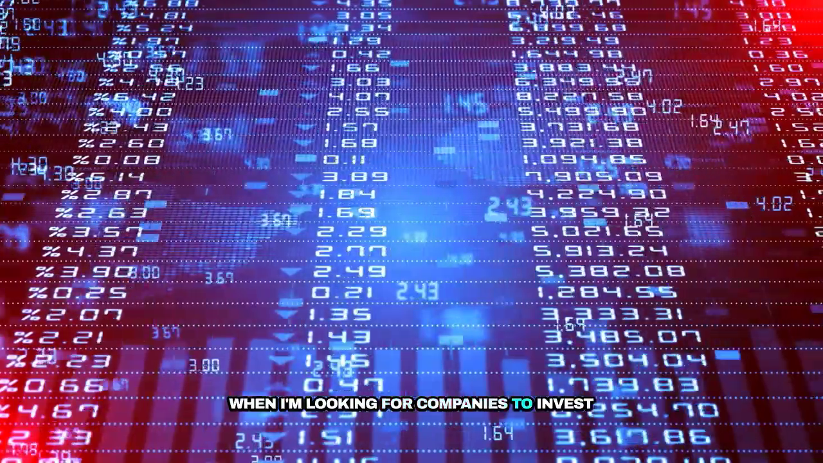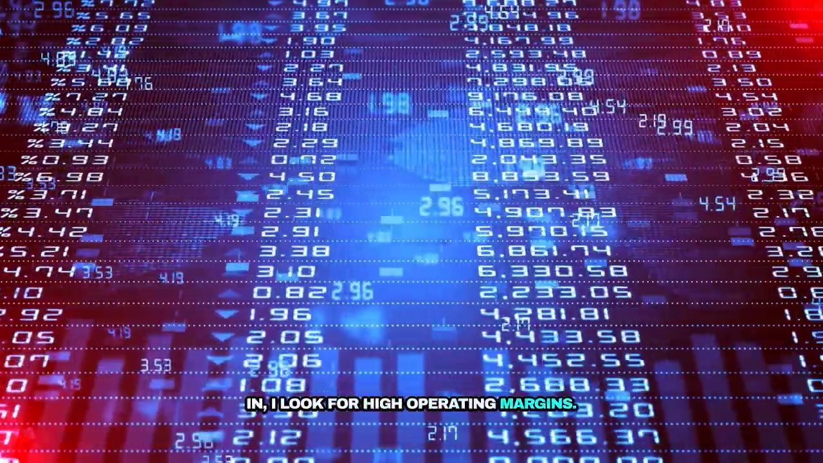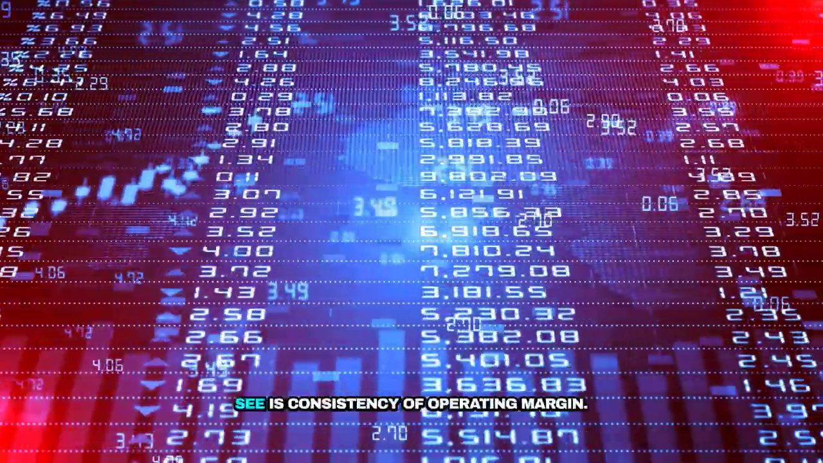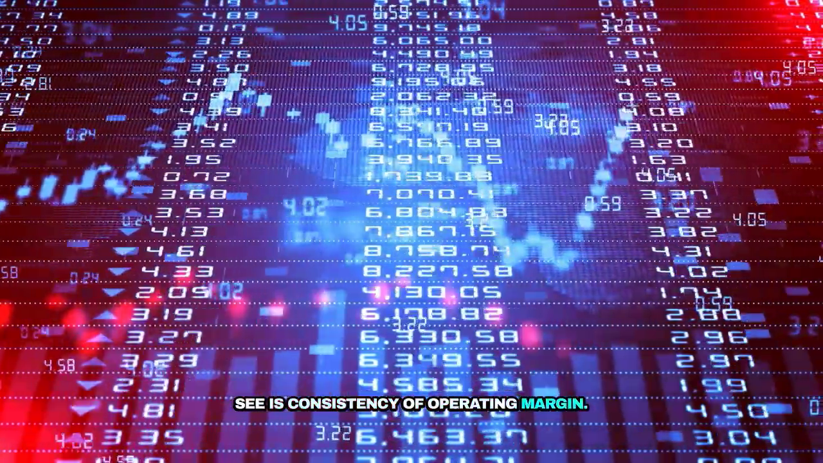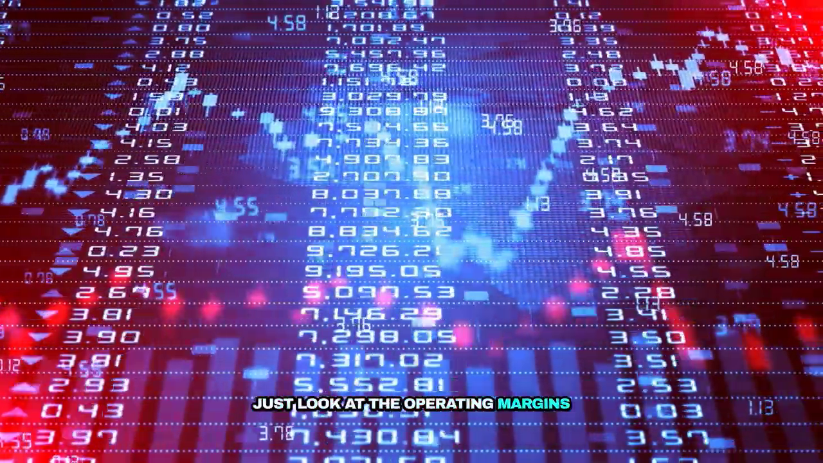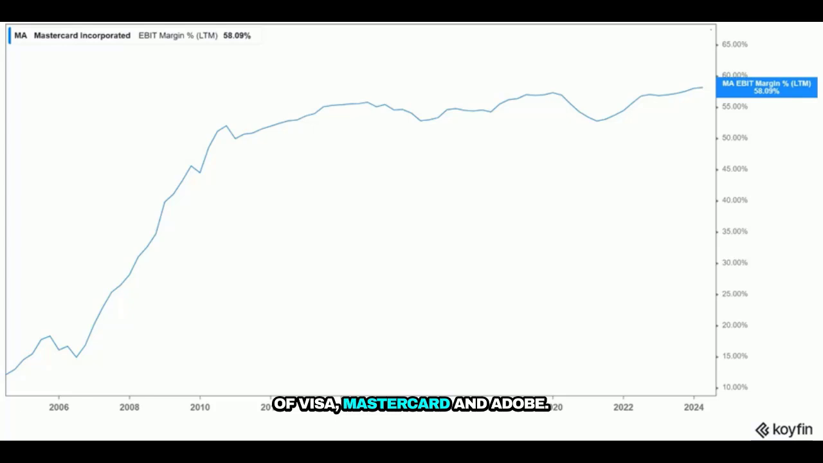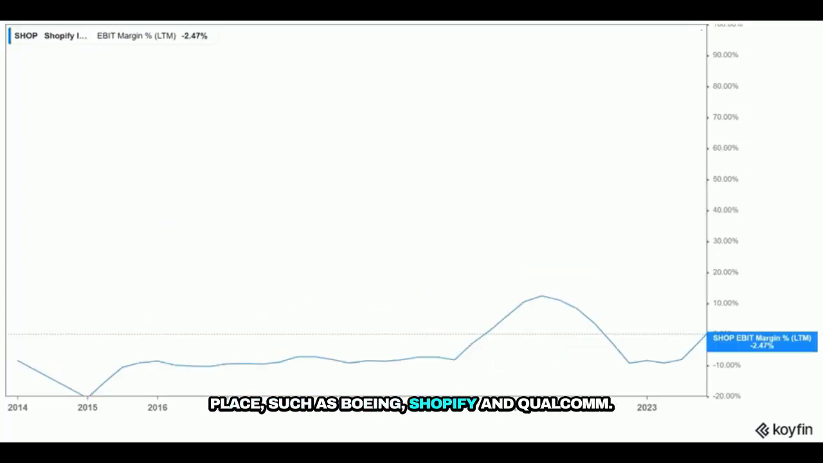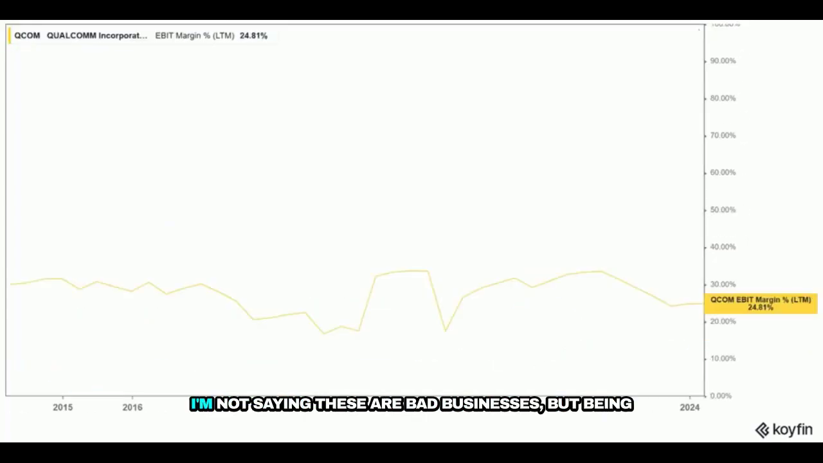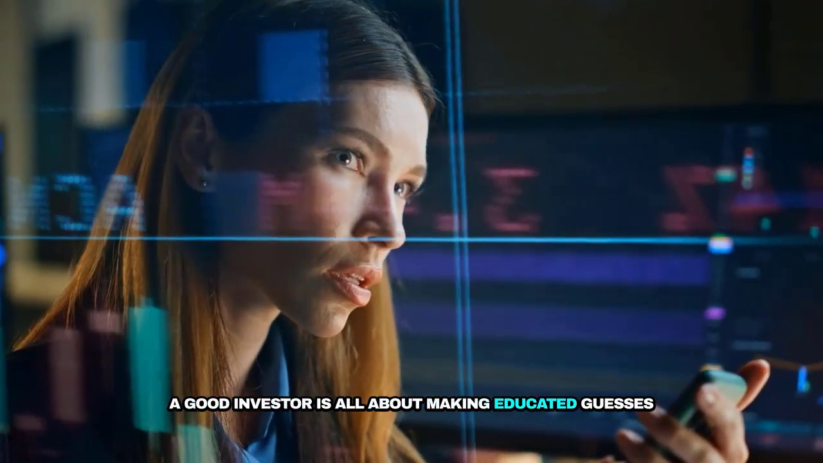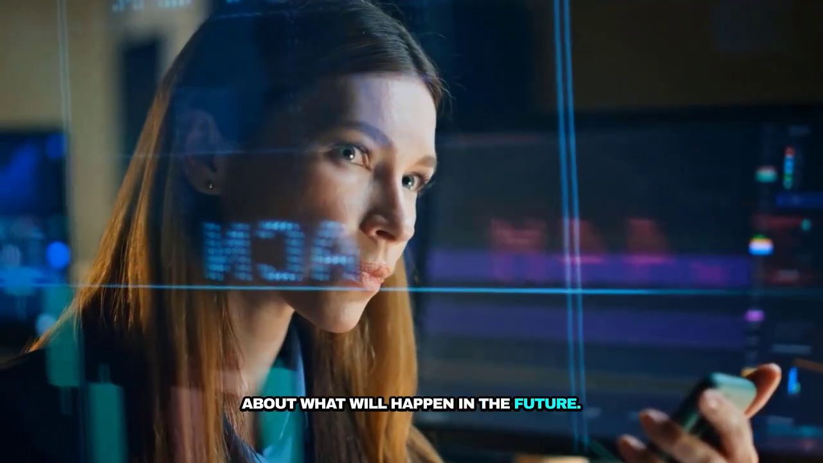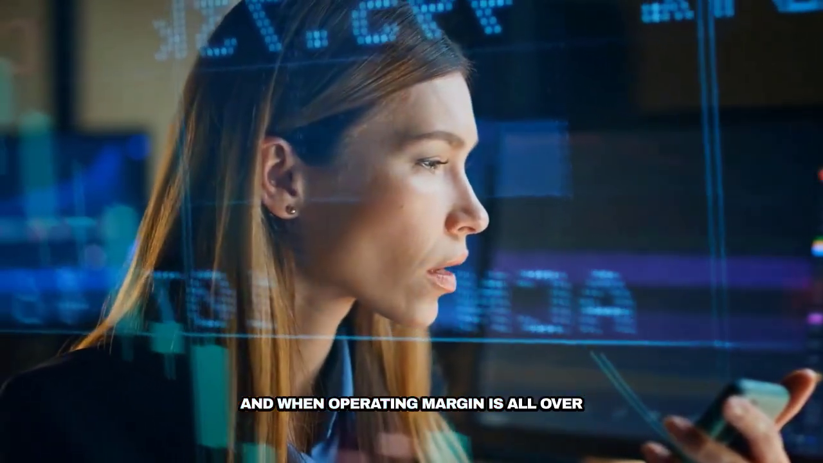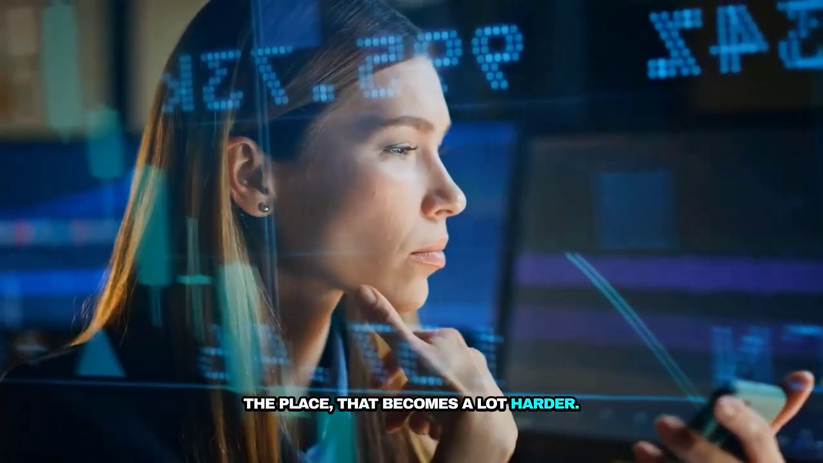When I'm looking for companies to invest in, I look for high operating margins. But what I really want to see is consistency of operating margin. Just look at the operating margins of Visa, MasterCard, and Adobe. What I don't want to see is operating margins that are all over the place, such as Boeing, Shopify, and Qualcomm. I'm not saying these are bad businesses, but being a good investor is all about making educated guesses about what will happen in the future. And when operating margin is all over the place, that becomes a lot harder.